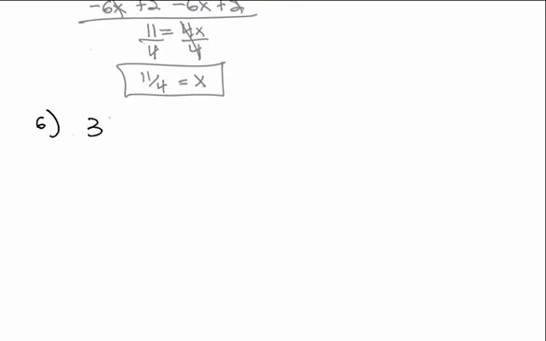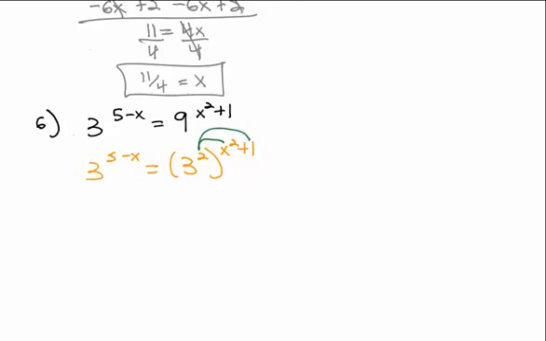How about we do 3 to the 5 minus x equals 9 to the x squared plus 1. 3 already is a prime factorization, so I'm just going to write it as 3 to the 5 minus x, but 9 is 3 squared to the x squared plus 1. Multiply those exponents by distributing the 2 through. We get 3 to the 5 minus x equals 3 to the 2x squared plus 2.